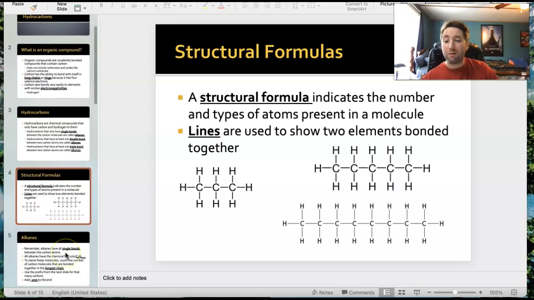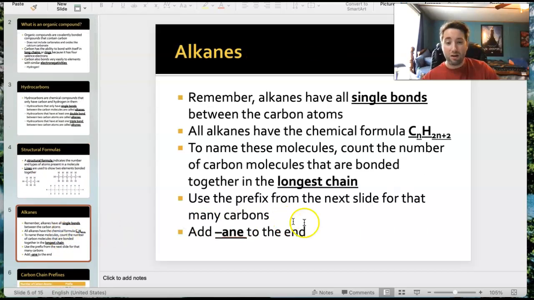All right, so let's talk about alkanes. Alkanes are going to have single bonds between all of the carbon atoms. And all of them have this chemical formula, CnH2n+2. So what does that mean? That means the number of carbons it has, you're going to take that number, double it, and then add 2, and that'll get you the number of hydrogens it's supposed to have.